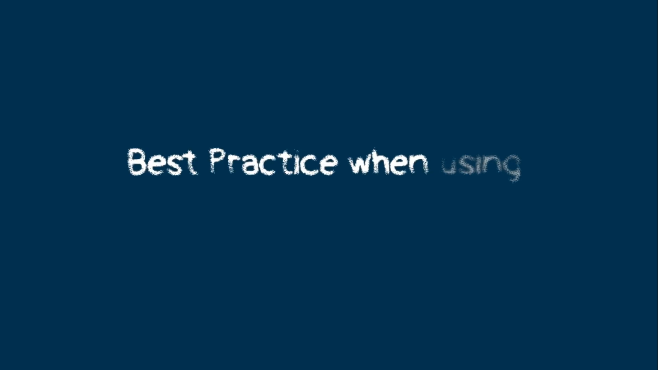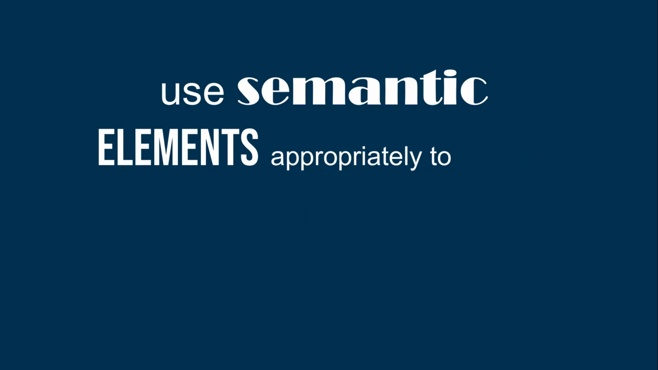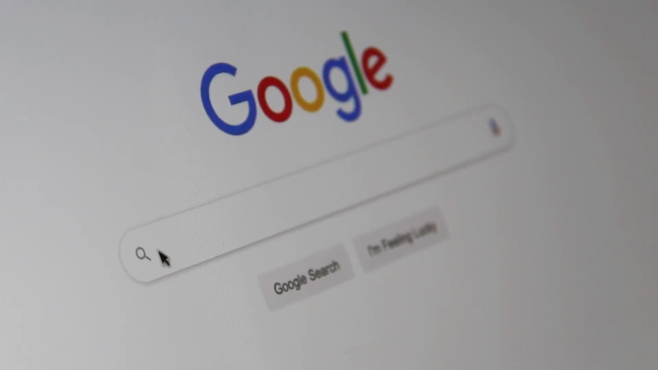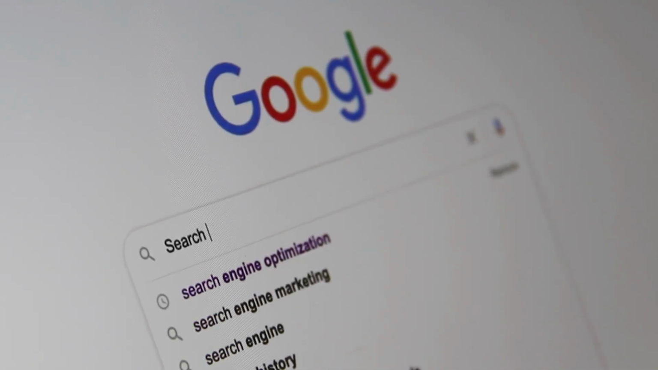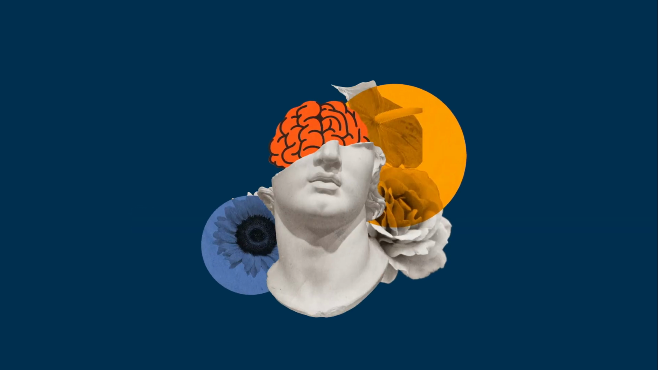Best practices when using semantic HTML and HTML5. Use semantic elements appropriately to create a meaningful and consistent document structure. Make sure your headings follow a proper hierarchy, starting from H1 and nesting properly. As you build more complex web pages, continue to inspect real websites to see how they use semantic structure. This will help you understand how professional sites organize their content and how semantic markup makes sites better for users and developers. Now that your pages are structured meaningfully, it's time to make them visually appealing.